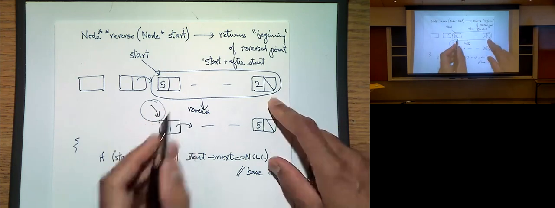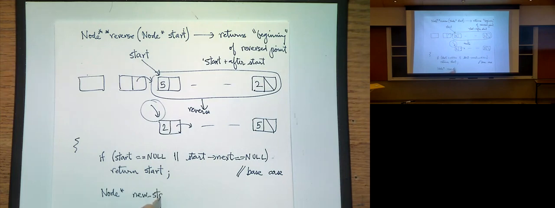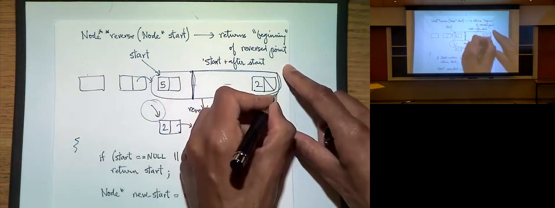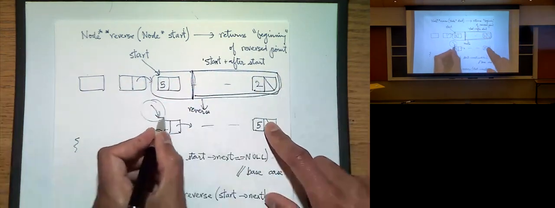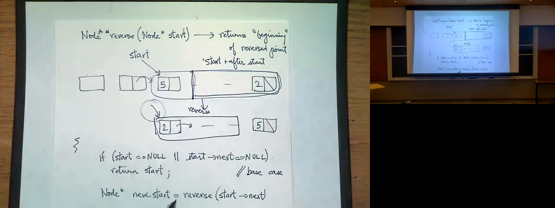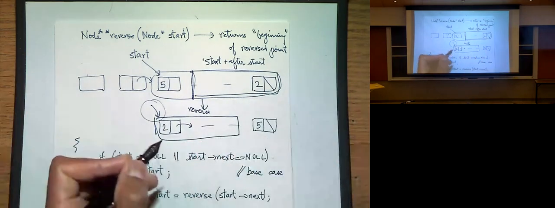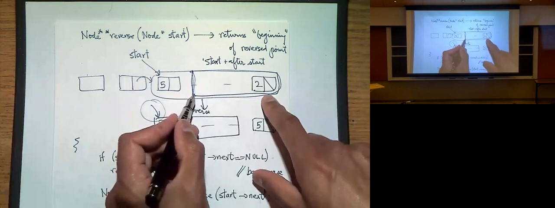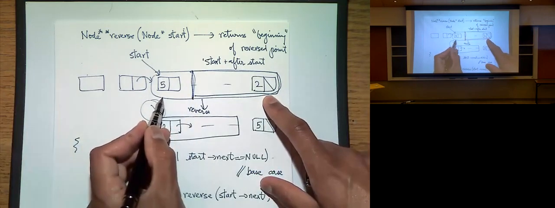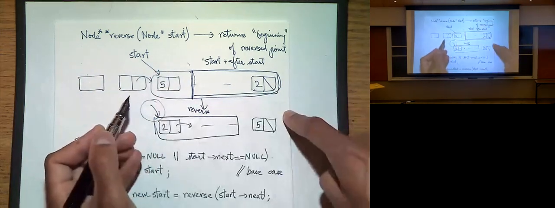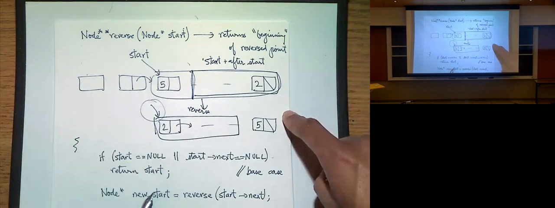So let me write this. New start is equal to reverse of start arrow next, which means that I look at this part and I reverse all of it. I get everything here. And recursively, I already have the beginning of the new reversed portion, because the only difference between the reversed portion of this and the reversed portion of the 5 and everything after is that the starting of the new reversed portion is the same. It's just that this node has to go at the end. Does that make sense?